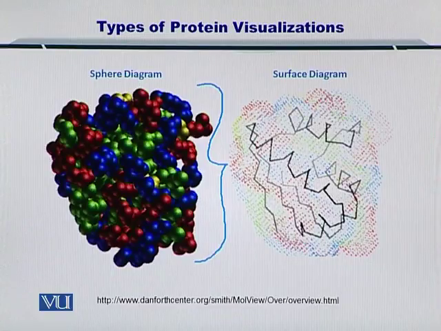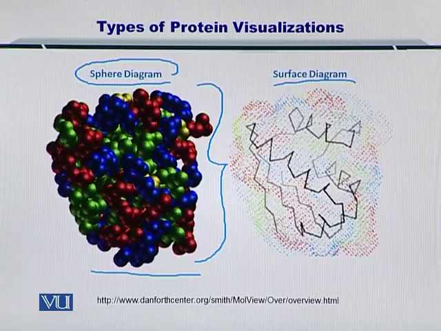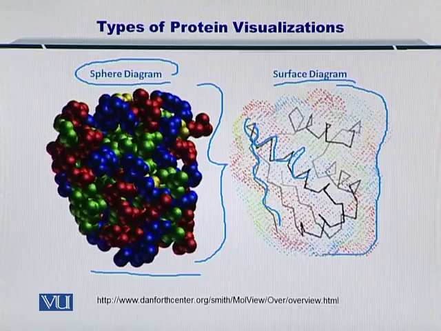There are two ways to draw the CPK diagrams. So one is the sphere diagram, in which everything is plotted as spheres, and the second is the surface diagram, in which, as you can see by the black line, this is actually the backbone of the protein and the alpha carbons that are there in the backbone.